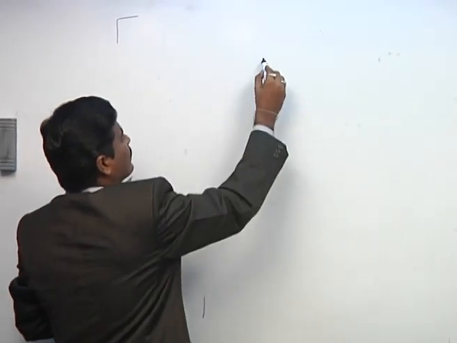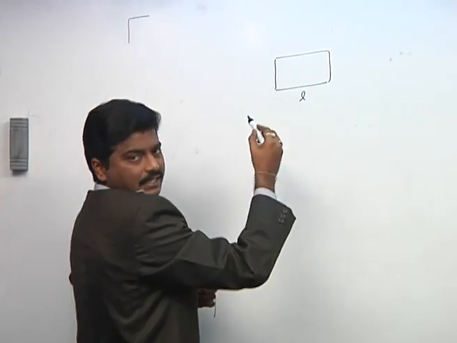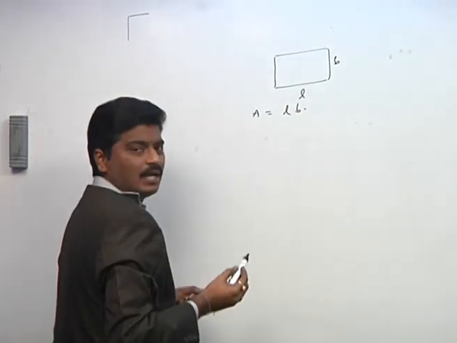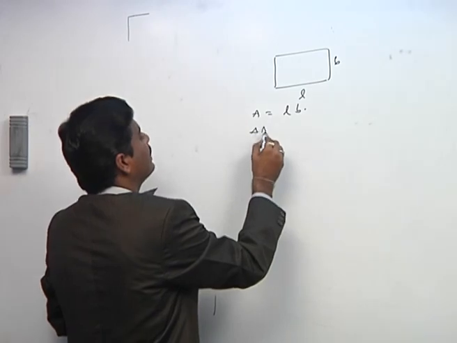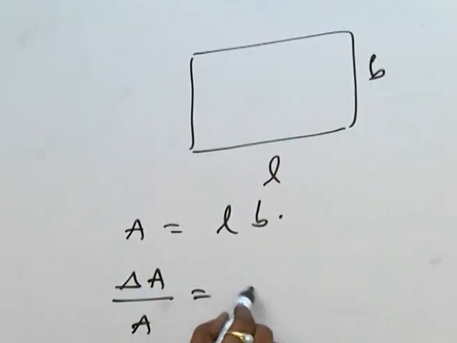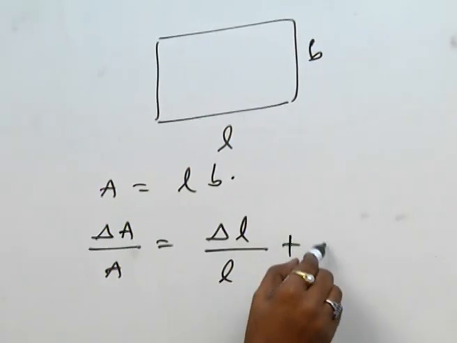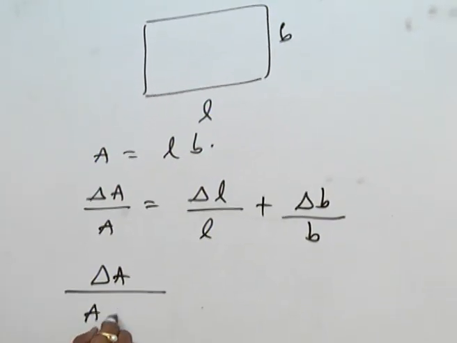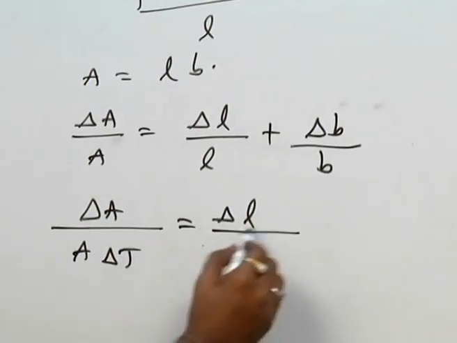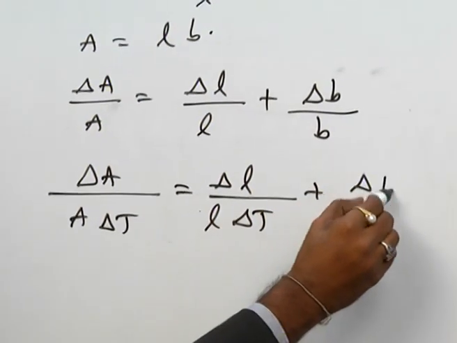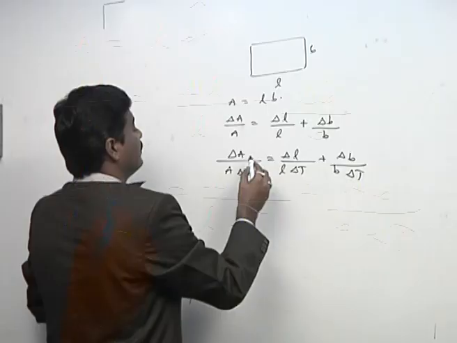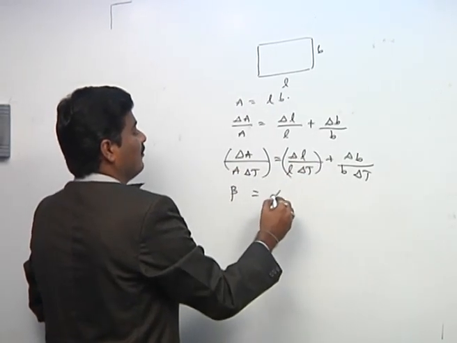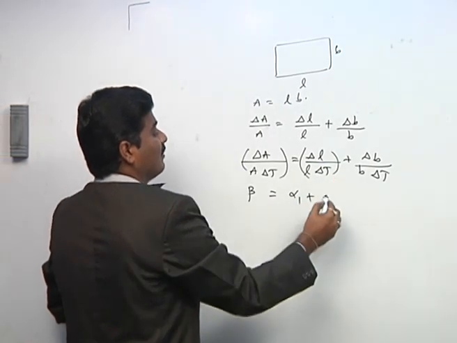Provided this is a rectangular plate with length L and breadth B, the area is length into breadth. Applying the approximation, delta A by A is equal to delta L by L plus delta B by B. If I divide by delta T, this becomes delta L by L into delta T plus delta B by B into delta T. We already defined this as beta; this will be some alpha 1 for delta L by L, and this is alpha 2.